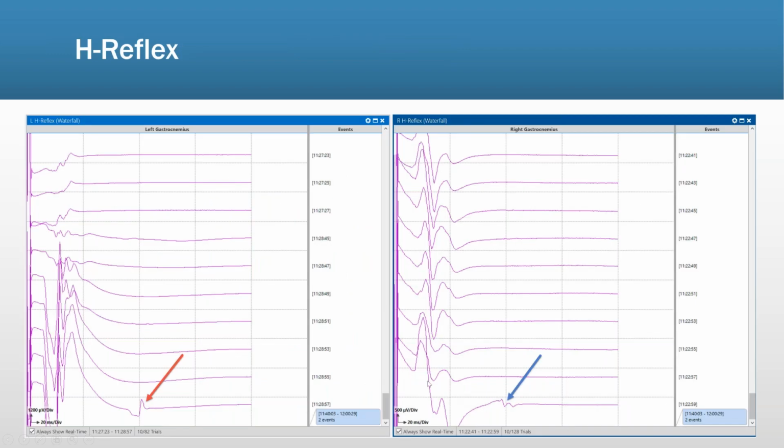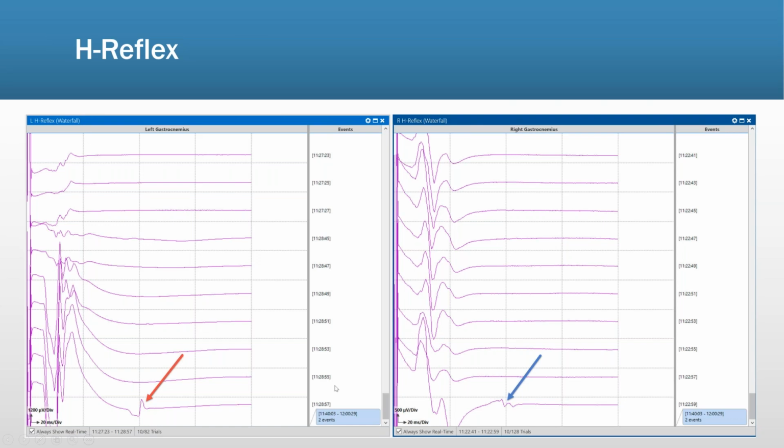H-reflex is another EMG response. H-reflex, if done alone, is not of that much value. But if you have loss of H-reflex with loss of SSEP, that means the patient will have a proprioceptive deficit postoperatively. So having only a change in SSEP is not as predictive as having changes in both SSEP and H-reflex.